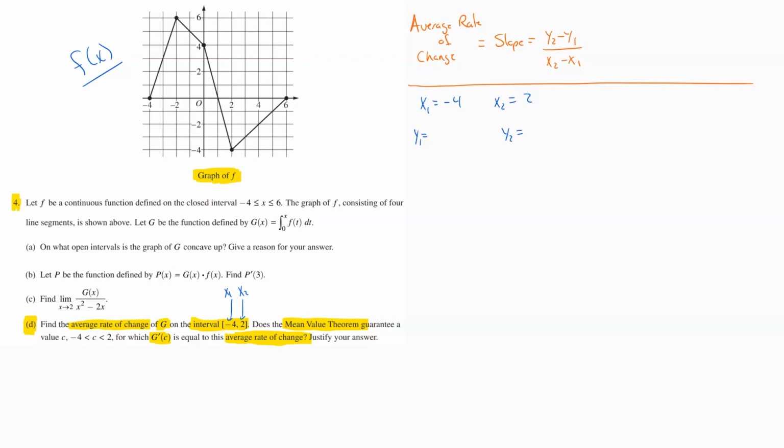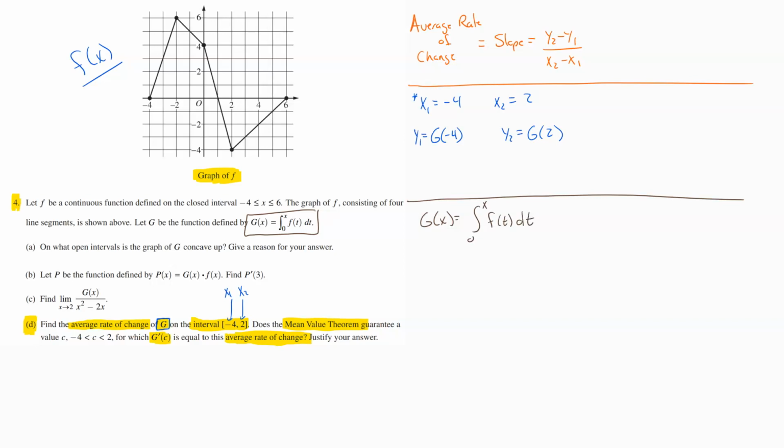I take the x value that I care about and I plug it into my equation. Well, we're talking about the g equation here. So to find out what y1 is, that's going to be g of -4. To find out what y2 is, that's going to be g of 2. And to find those values, we did this type of process. If you watched any of the other videos for A, B, or C, you know how we did this. We've got an equation here for g of x. We know that g of x is equal to the integral from 0 to x of f of t dt.